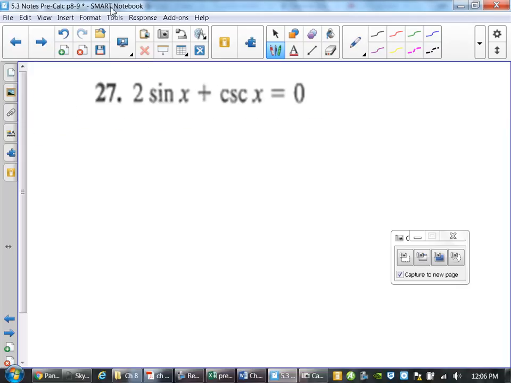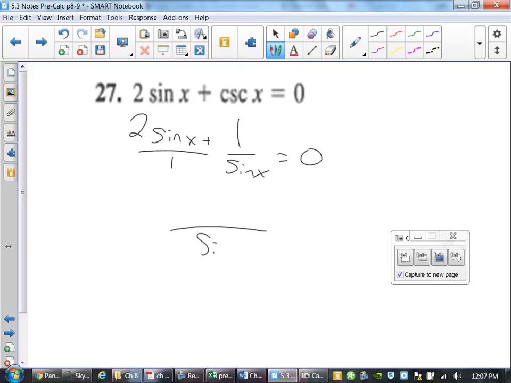When you start to solve the equation in number 27, you'll recognize that you have sine and cosecant. Sine and cosecant are reciprocal properties of one another. So you're going to set it up as 2 sine x plus 1 over sine x equals 0. Now, in order to add fractions, what do you have to have? Common denominator. Very good. So the common denominator here is going to be sine.